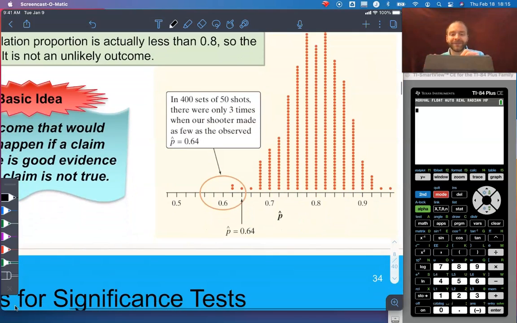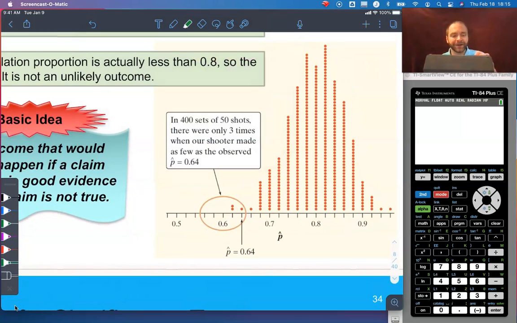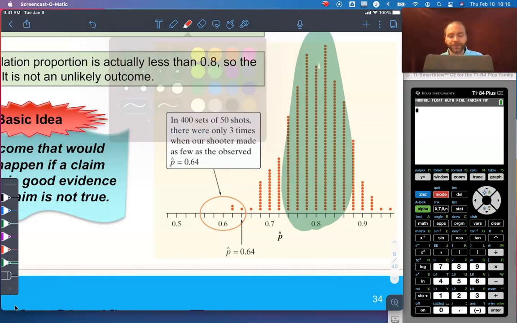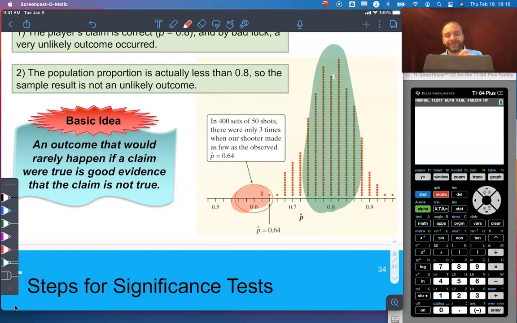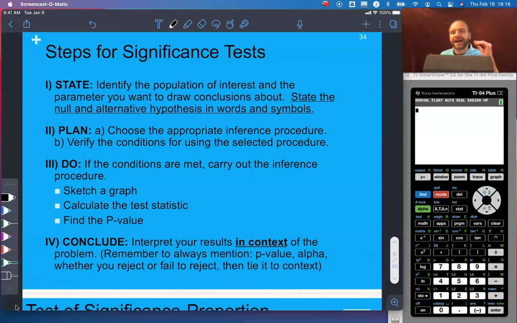So in other words, if he should be in this area, if the claim is true, and yet we observed him way out in this area, the fact that we observed this gives evidence that his claim is not true. I'm not going to go through an entire significance test here because that's what the next two sections are over. But I do want to point out the steps for significance tests.